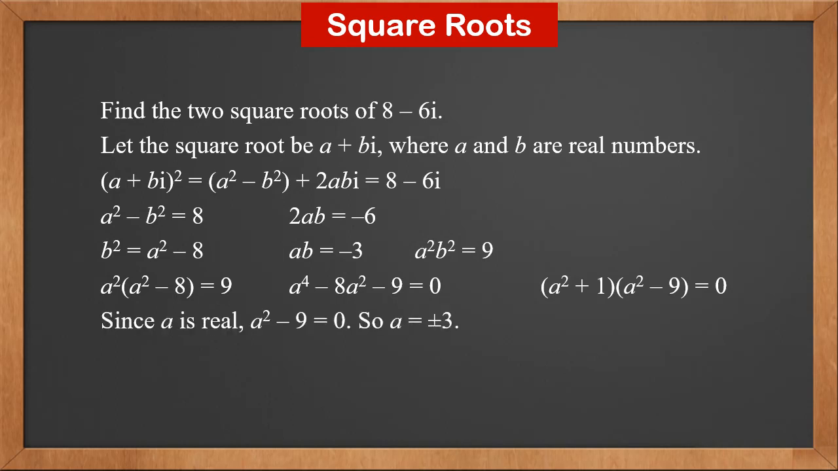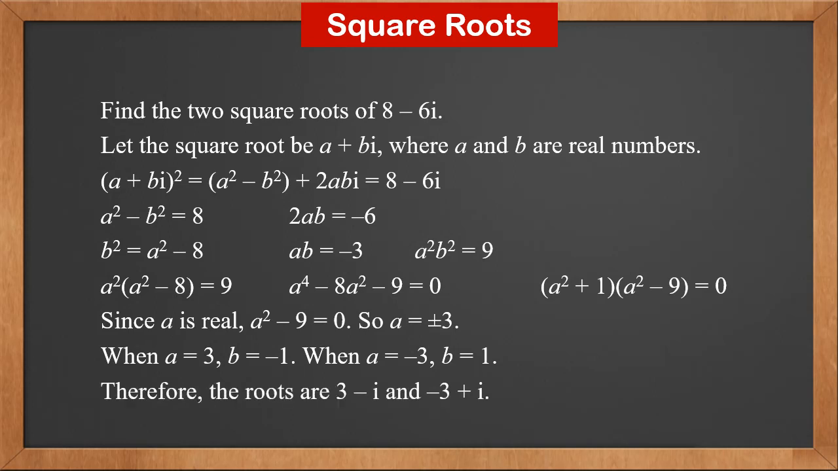Since a is real, a squared cannot be -1. So a squared is 9. Therefore, a is plus minus 3. Since ab is -3, we get, when a is 3, b is -1, and when a is -3, b is 1. Therefore, the two square roots are 3 minus i and -3 plus i.